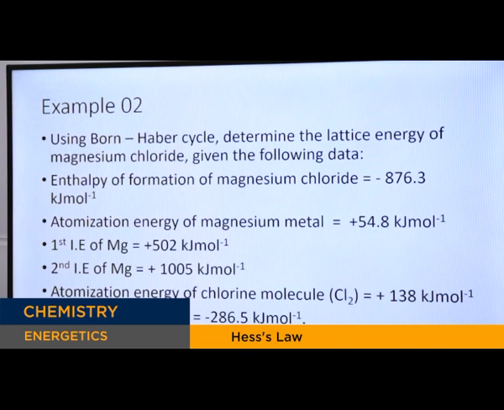You have the first ionization energy of magnesium is positive 502 kilojoules per mole. You have the second ionization energy of magnesium is positive 1005 kilojoules per mole. Atomization energy of chlorine molecule equals positive 138 kilojoules per mole. Electron affinity of chlorine is equal to negative 286.5 kilojoules per mole. So, my dear students, that is the second way these questions relating to the Born-Haber cycle might come.